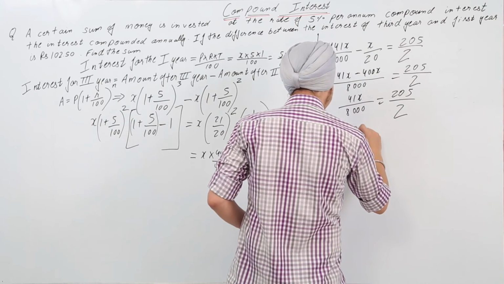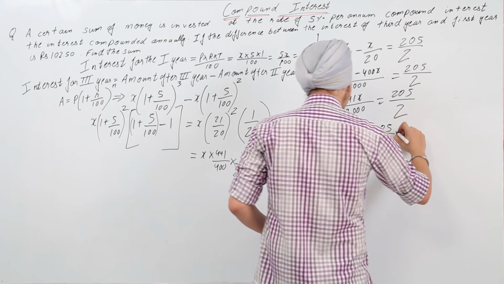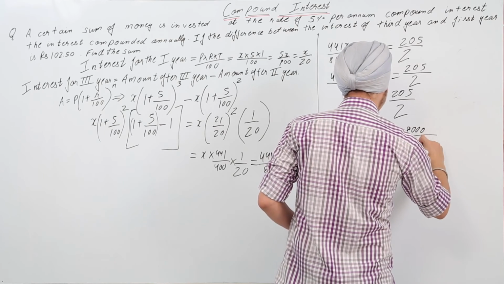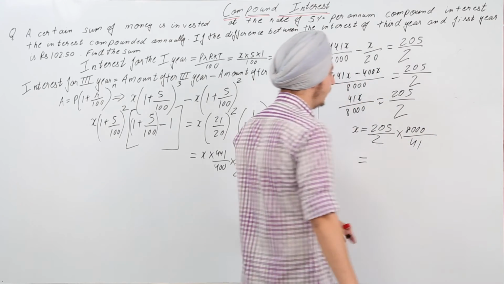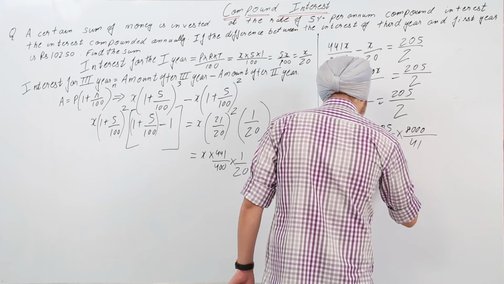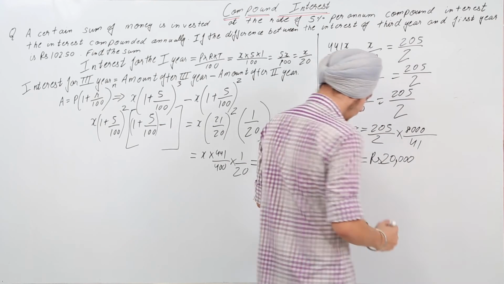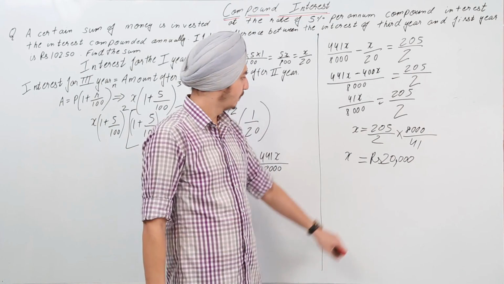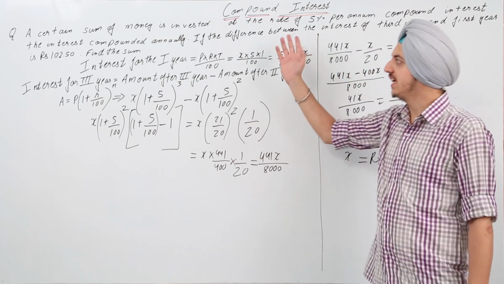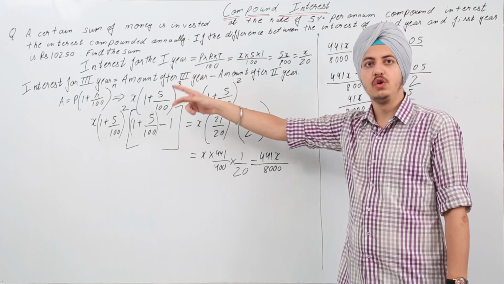So how do we get x from here? x is equal to 205 divided by 2 multiplied by 8000 upon 41. If you solve this equation, you will get the value of x equal to rupees 20,000. So for a sum of rupees 20,000, the difference between the interest for the third year and the interest for the first year is rupees 102.50.